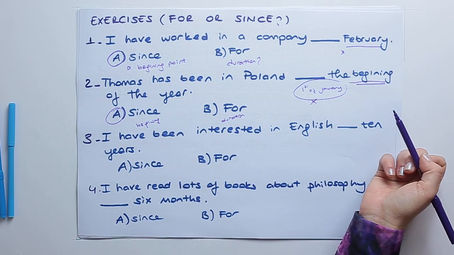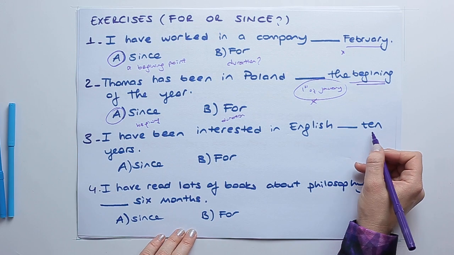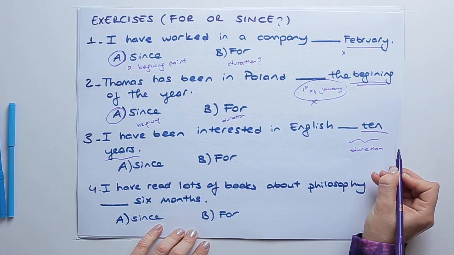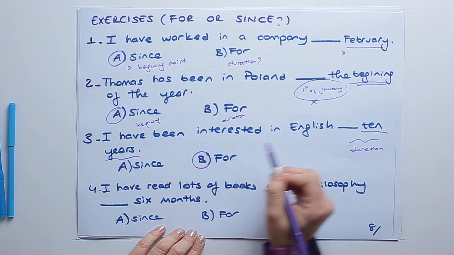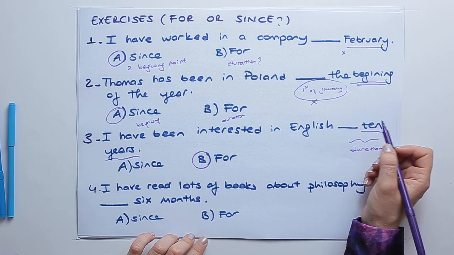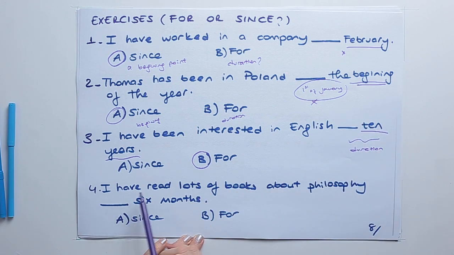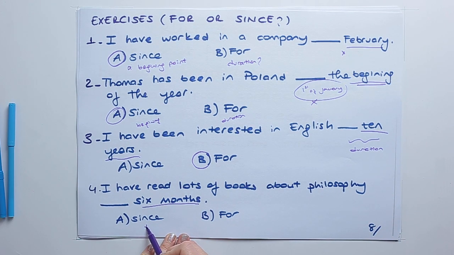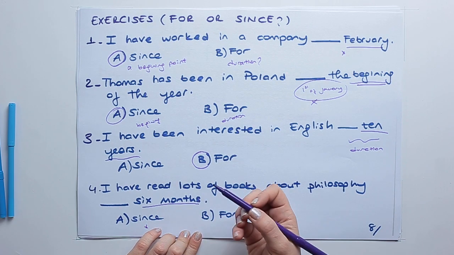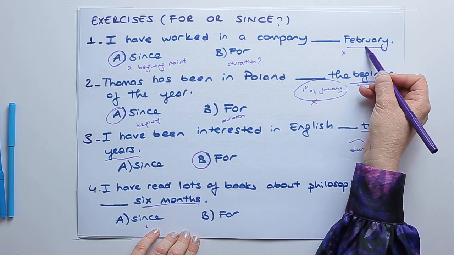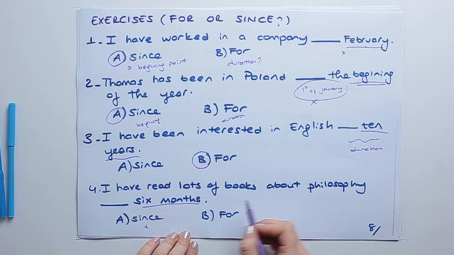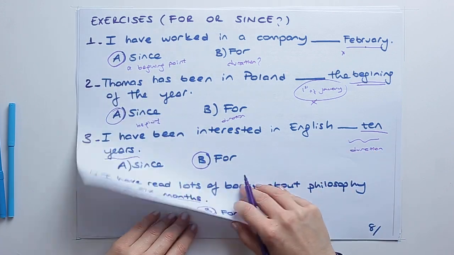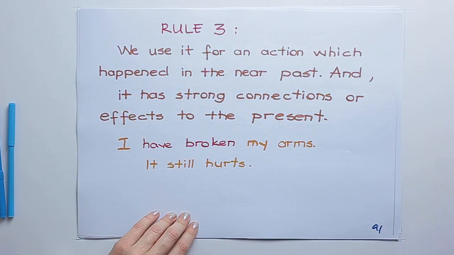3. I have been interested in English for 10 years. 10 years is a duration. So I need to use for, since it's not a beginning of a time expression. 4. I have read lots of books about philosophy for 6 months. Is it a beginning? No, it needs to use a name for that. For example, January, like in the first question, or February. But since it's a duration, I need to circle B for the answer. Hope that 4 and 6 are clear for you.